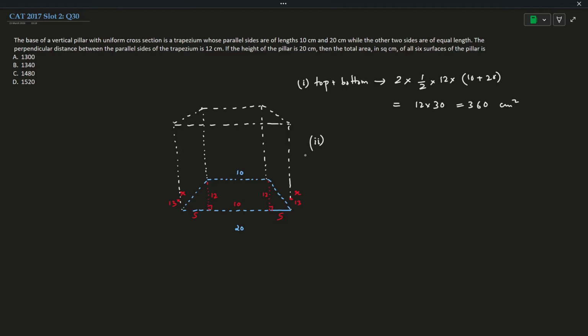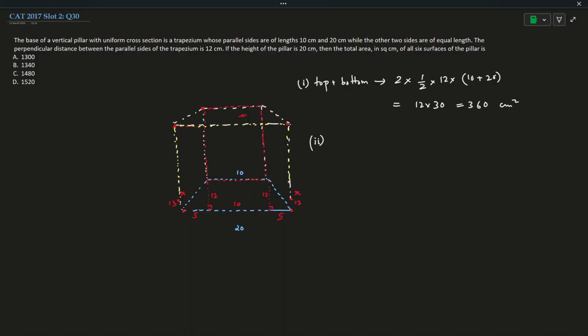Now if I look at the back side and the front side, this is the back side, guys, and this is the front side. These are rectangles, right? This rectangle that I am highlighting with the red pen is the back side of the pillar. Similarly, the one that I am highlighting with yellow color is the front side of the pillar.